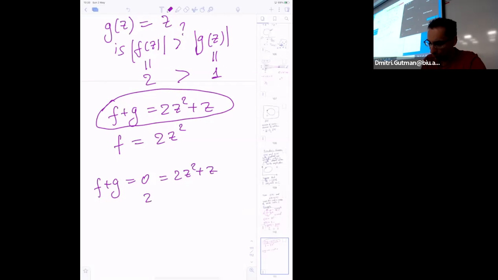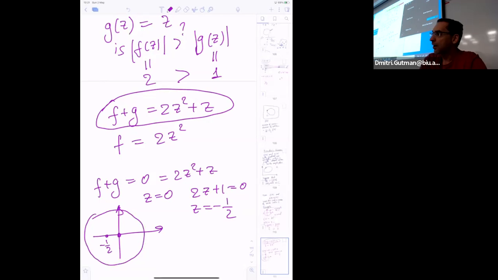So one point is z equals 0, and another point is 2z plus 1 equals 0, so z equals minus half. So there are 2 points, one at 0 and another at minus 1/2. Both lie inside the unit circle where this function vanishes. So 2 zeros, both lie inside the unit circle.